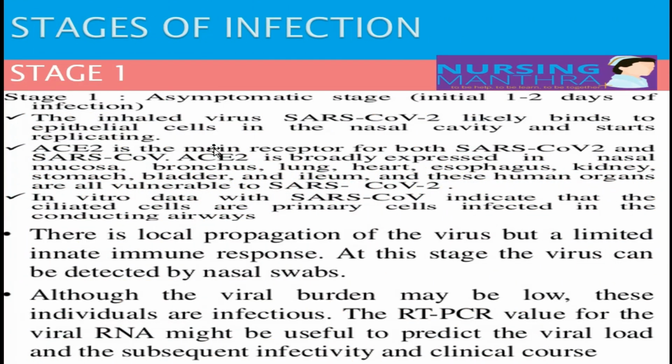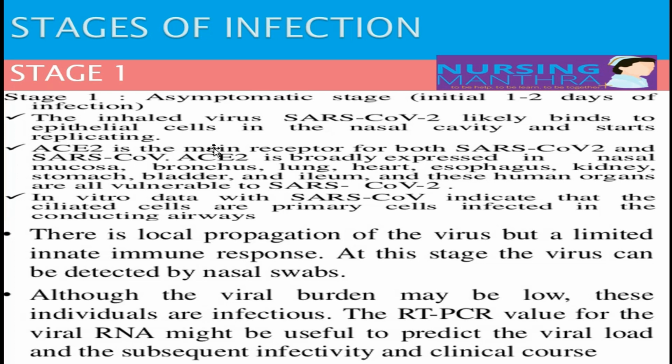So, stages of infection. Stage 1, asymptomatic stage, the initial 1 to 2 days of infection. The inhaled virus likely binds to epithelial cells in the nasal cavity and starts replicating. So in the initial 2 days, the asymptomatic stage, it binds to the epithelial cells in the nasal cavity and starts replication.